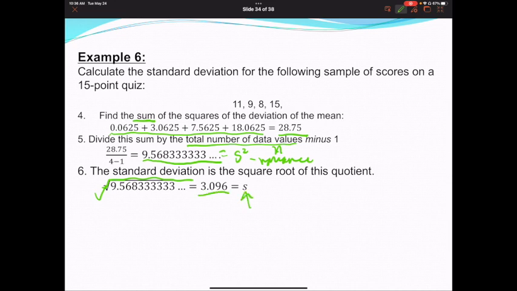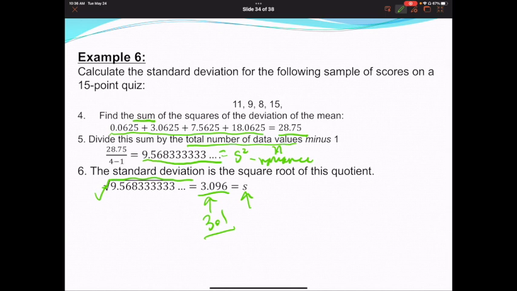So our standard deviation is 3.096. That means that on average, our data values are 3.09 from the mean. And you could round this to 3.1. I'm okay with that.